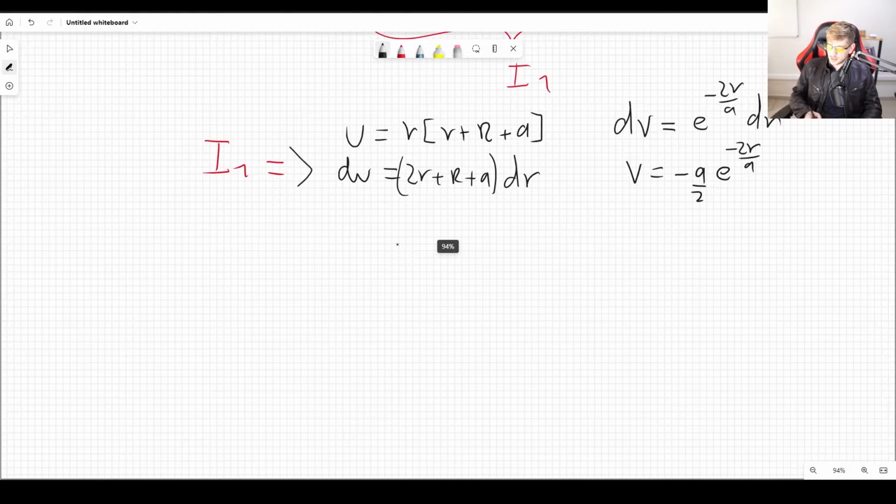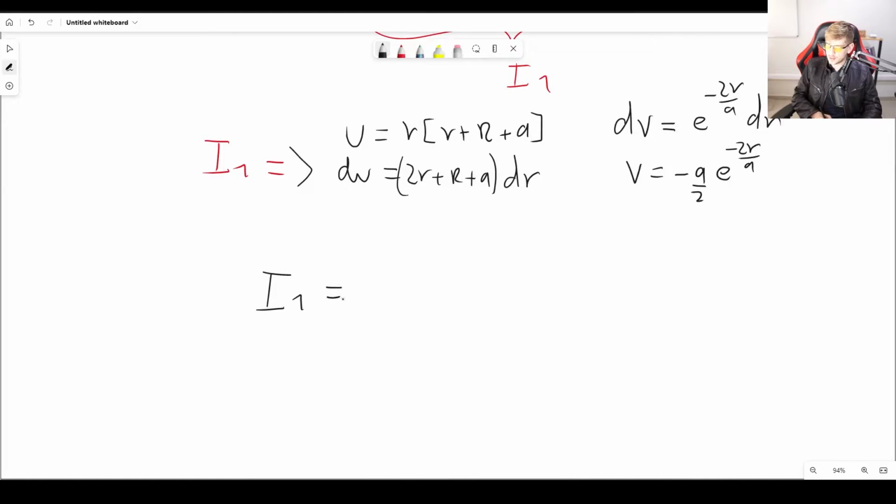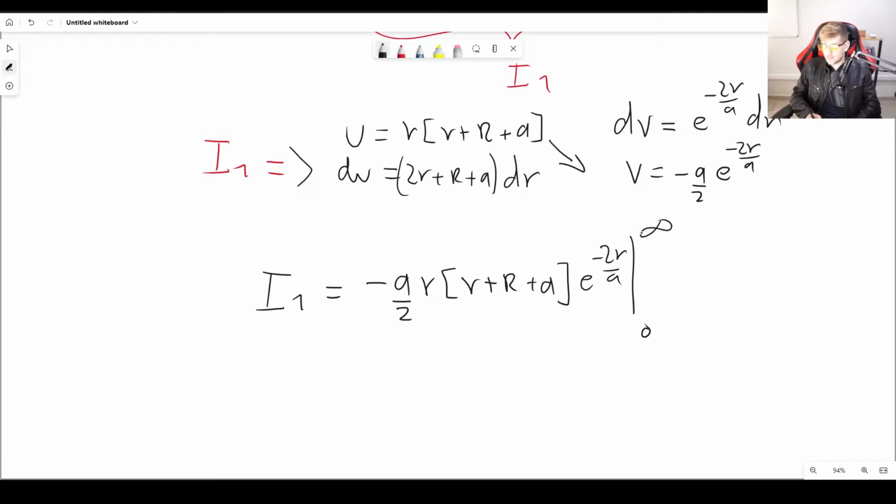So now let's write down I1. So I1, this will be now this product, so we get minus a over 2 times r plus big R plus a, and then the exponent, e to the minus 2r over a, between 0 and infinity. But in both of these limits, this will be 0, because at infinity, the exponential goes to 0 faster than the polynomial, and at 0, the exponential is 1, but you have 0 here, so everything is 0 anyways. So the first term is simply 0.